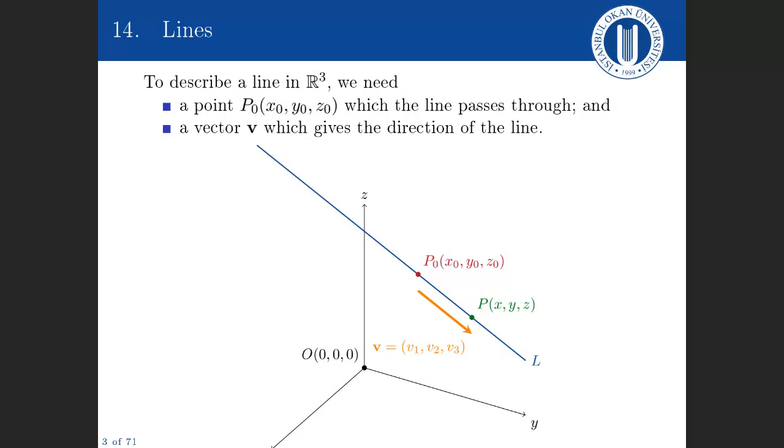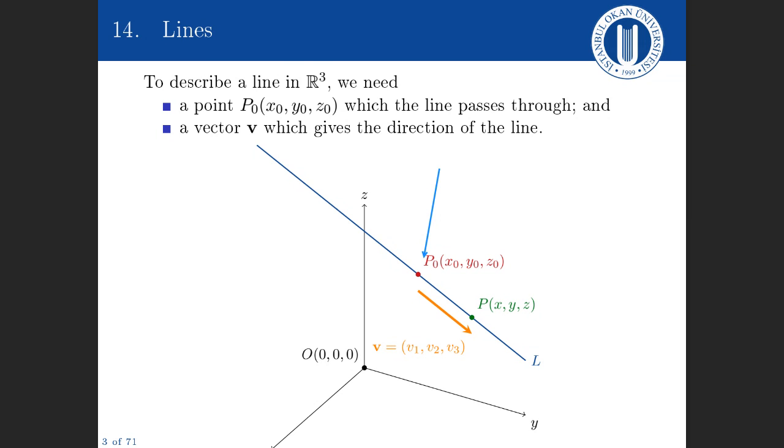To describe a line in three-dimensional space, we need two things. We need a point which the line passes through. We'll call this point P0. Here it is in the picture. And we need a vector which is parallel to the line. We'll call the vector V. The vector gives the direction of the line.